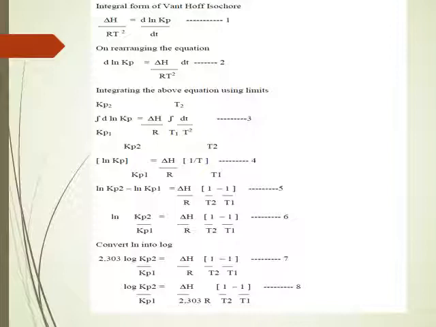Or this can be written as ln Kp2 by Kp1 is equal to delta H by R into 1 by T2 minus 1 by T1. Converting ln into log, you multiply by 2.303. So bringing this 2.303 to the right hand side of the equation, we get log Kp2 by Kp1 is equal to delta H by 2.303 R into 1 by T2 minus 1 by T1.